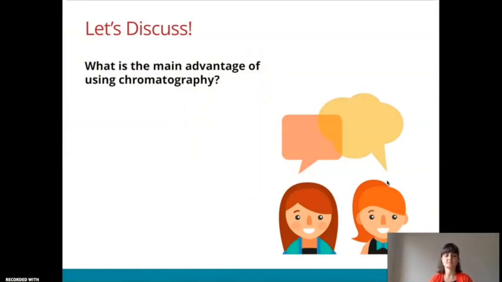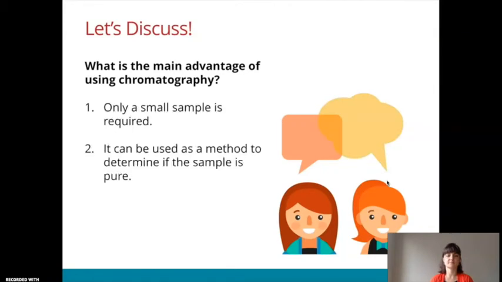Chromatography is the technique used to separate small amounts of substances from a mixture based on the different solubilities of the components in a particular solvent. Now pause the video and think about what are some of the advantages of using chromatography over the other separation techniques you have learned. The principal advantage of using chromatography is that only a very small sample is required for the analysis.